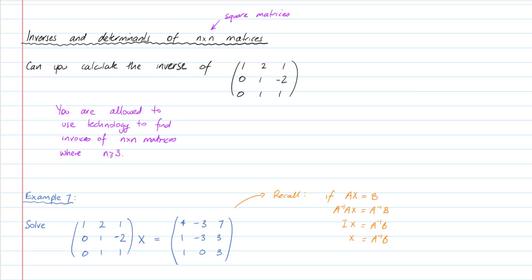And it's time for us to talk about inverses and determinants of n by n matrices. Notice a square matrix, really important that we recognise still that inverses and determinants only exist in square matrices.